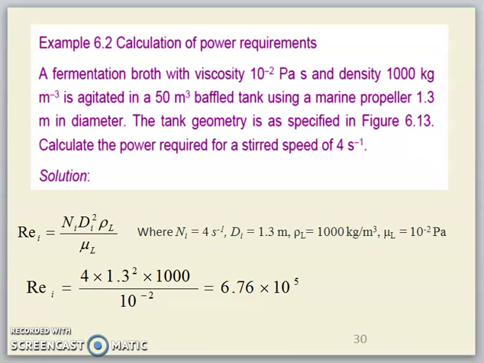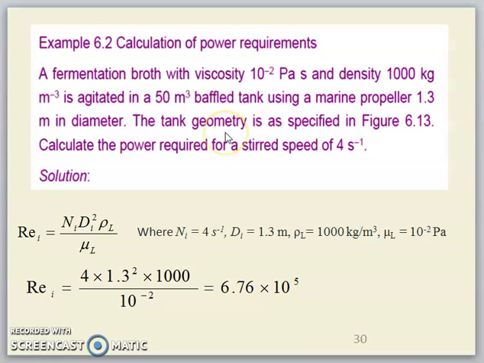Let's see the example on calculation of power requirements. For this question, a fermentation broth of viscosity 10 to the power of negative 2 Pascal second, with a density of 1000 kg per meter cube, is agitated in the 50 meter cube buffer tank by using the marine propeller with a dimension of 1.3 meter in diameter.